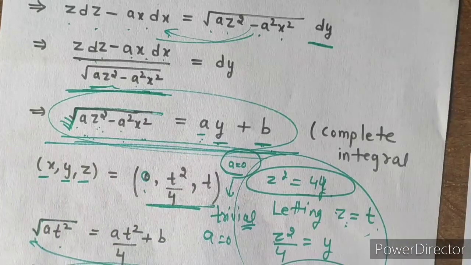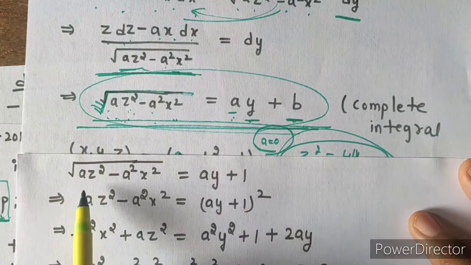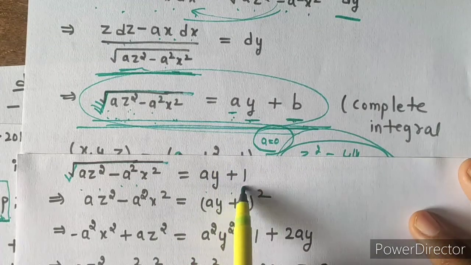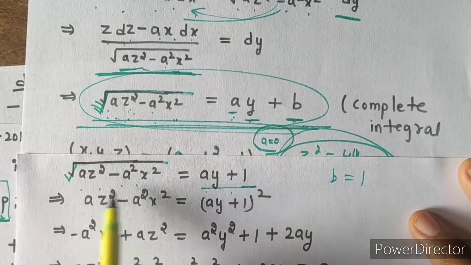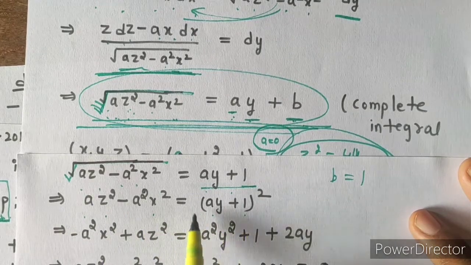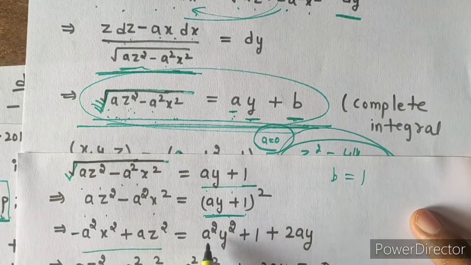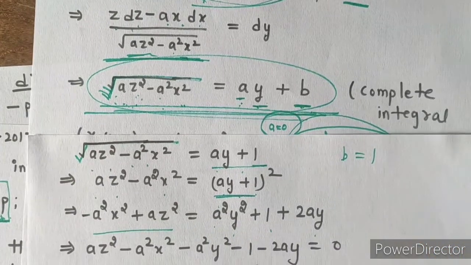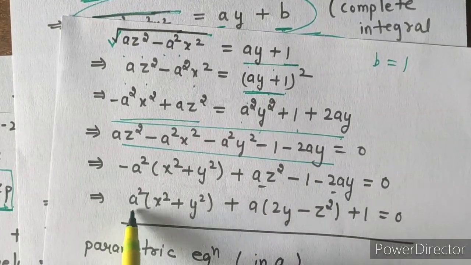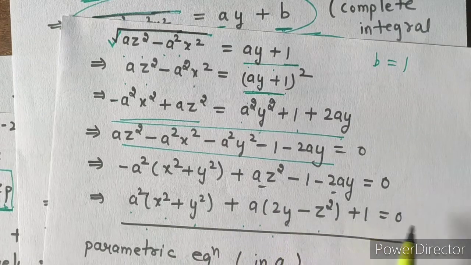The complete integral becomes square root of (a z square minus a square x square) equal to ay plus the value of b, which is 1. Squaring on both sides, a z square minus a square x square equal to (ay plus 1) whole square. After opening the bracket, this is equal to a square y square plus 1 plus 2ay, and combining all the terms on the left hand side. After rearranging, this becomes a square into (x square plus y square) plus a into (2y minus z square) plus 1 is equal to 0.